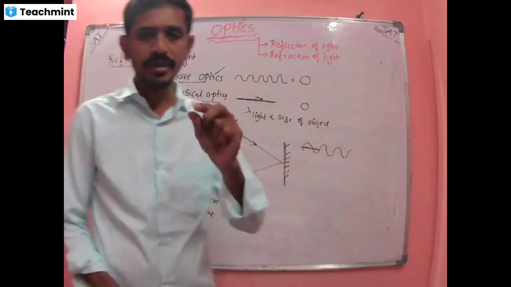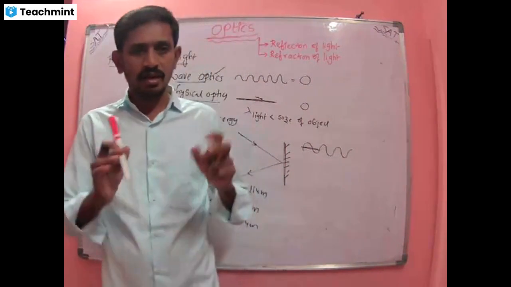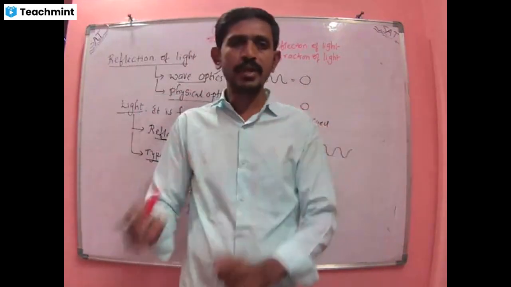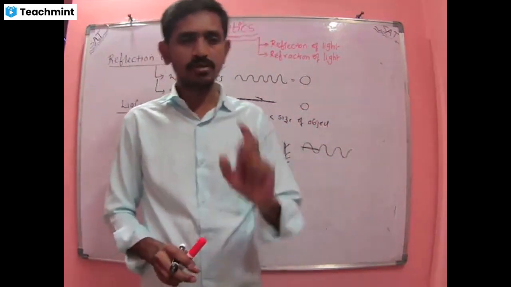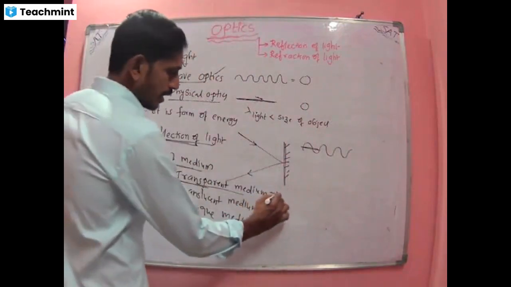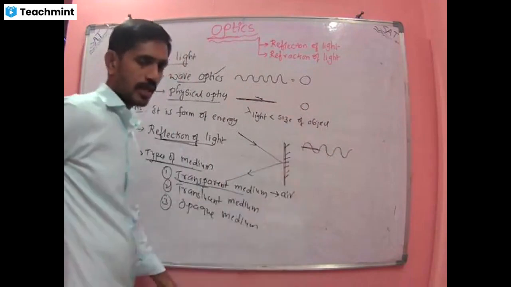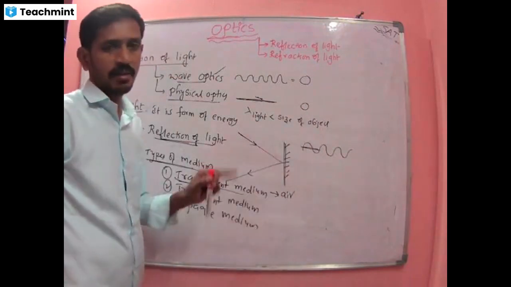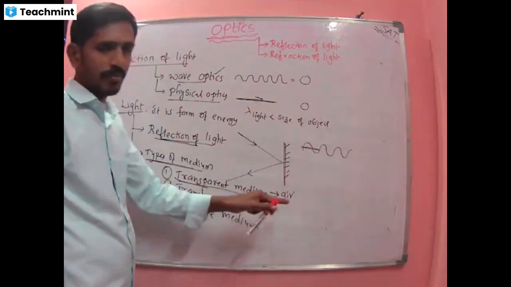Transparent means a medium which can allow the light completely. That is called a transparent medium. The best example is air. We cannot see air here, but light can travel through it completely, 100%.